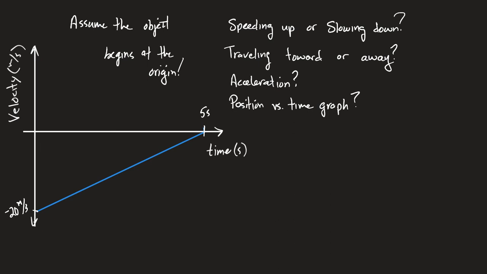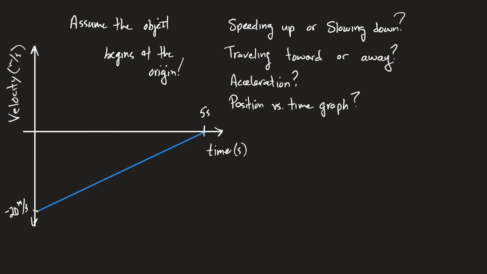At time equals 0, the object's at 20 meters per second in the negative direction. And over 5 seconds, its velocity becomes 0. It's slowing down. It's moving backwards. The entire displacement's negative, but it's slowing down the whole time. Now, its acceleration, well, that's pretty easy. It's +4. So although it's slowing down, it has a positive acceleration.